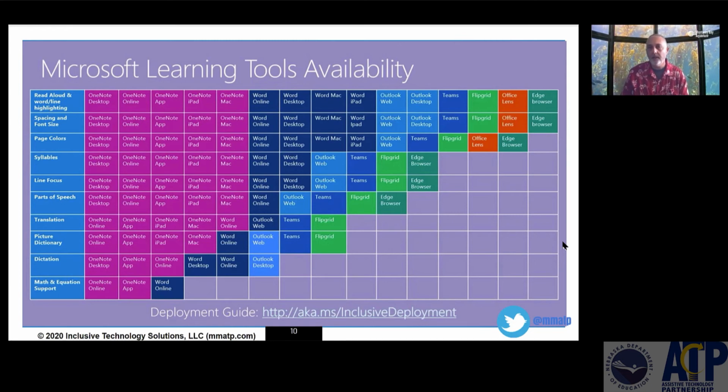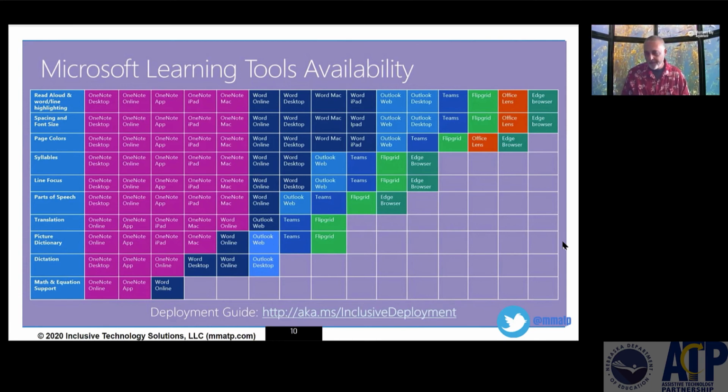This is a little chart that Microsoft puts out that talks about learning tools and the features on the left-hand side, and then the tools that they're in as you go across the Microsoft family. So they have Read Aloud, they have spacing and font size so you can adjust how it looks, the display, colors, breaking words down into syllables, parts of speech, line focus, translation, picture dictionary, dictation, and even math and equation support in the OneNote tools and on Word that lives online.